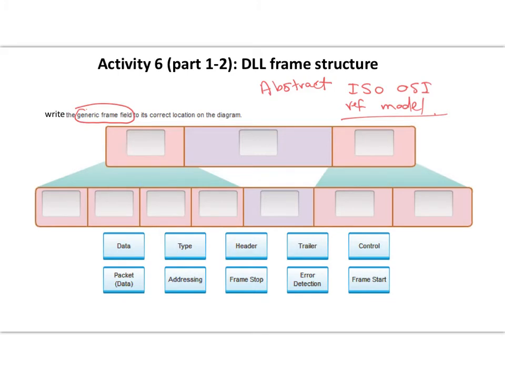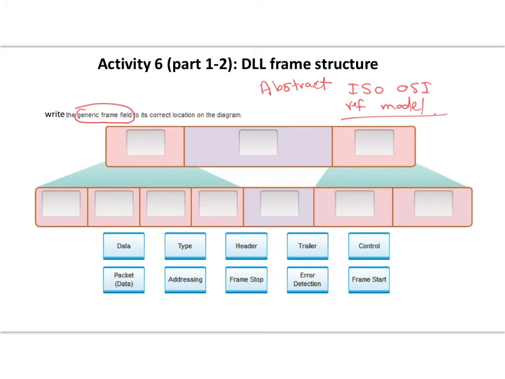So this is the generic definition or structure of the data link layer protocol data unit with no perception about what standards we're talking about. This frame structure does not assume certain standards, whether it's Ethernet or anything. So that's very important.